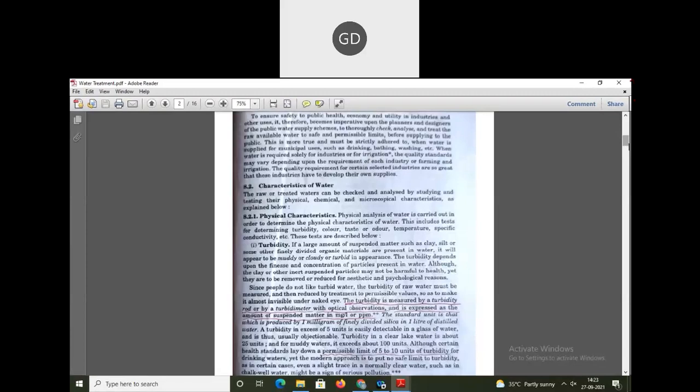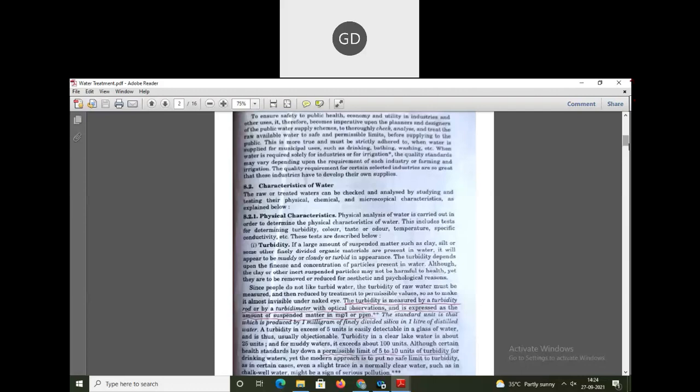Before treating the water in the treatment plant, if you know the characteristics of the water, like the physical characteristics and the chemical characteristics, and you find out that this much turbidity or this much of chemical characteristics are there, then it will be easy for the next step, the treatment, to remove those physical or chemical characteristics from the water. So first comes the characteristics of water.